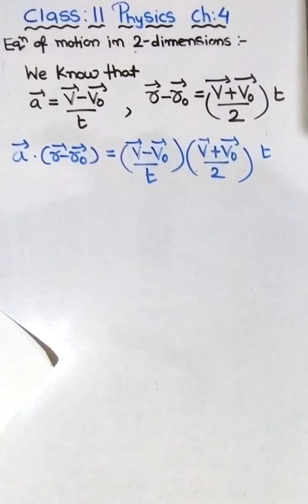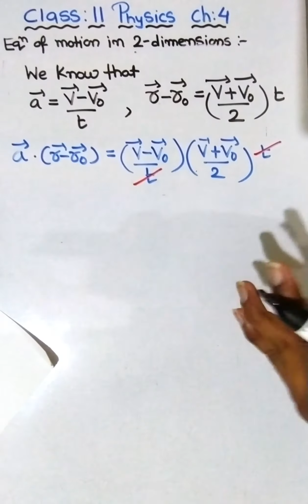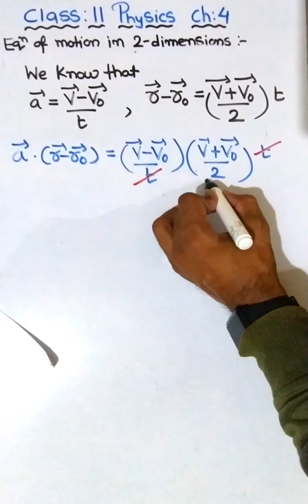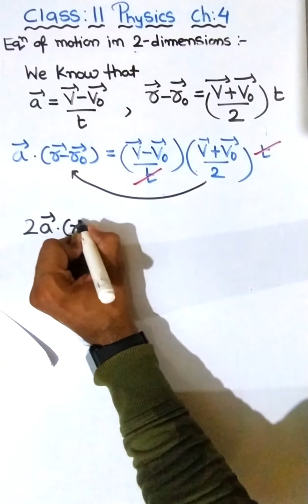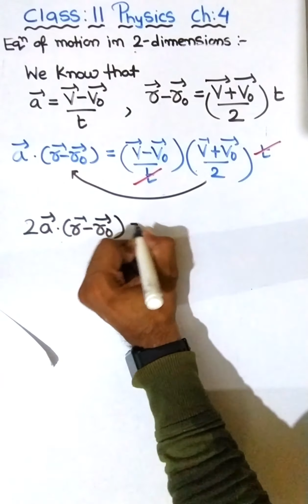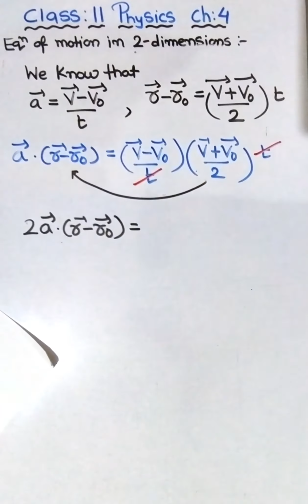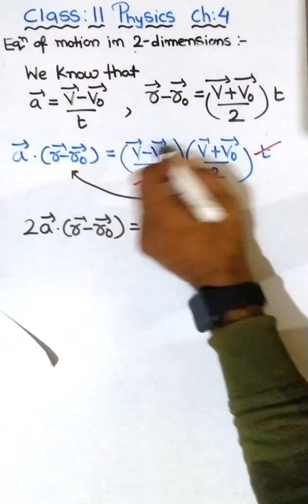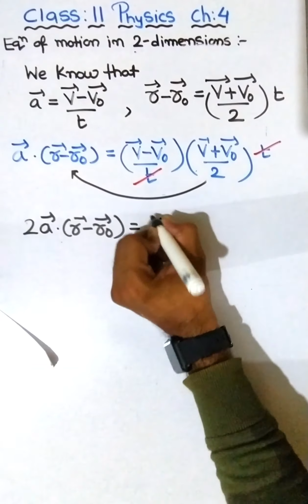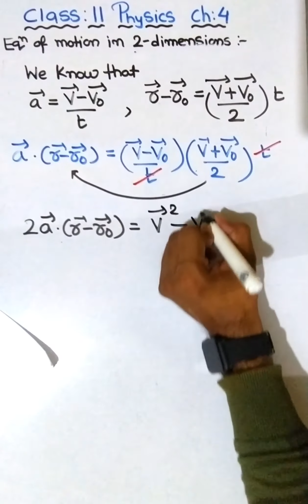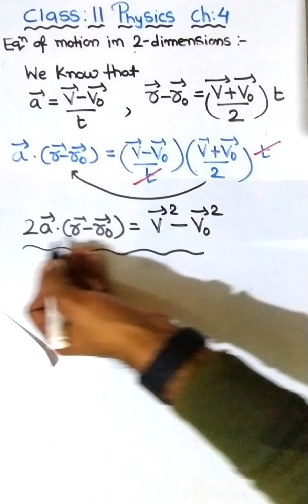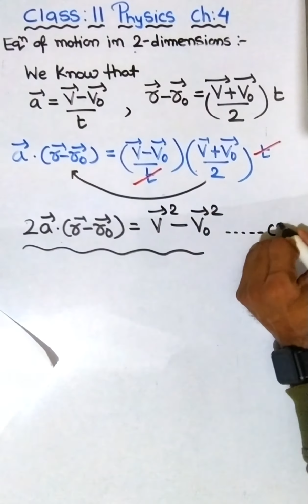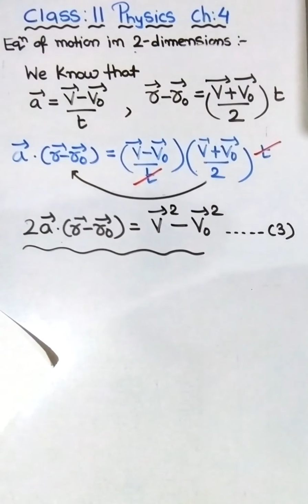So what will happen over here? We can cancel this t and t. So now the final form of this equation will be, if you take this 2 on this side, it will become 2 into a vector into (r minus r0), and applying the mathematical identity, that is (v minus v0)(v plus v0), that is (a minus b)(a plus b), that becomes a square minus b square. So this will be our third equation. This just looks like 2as equals v square minus v0 square. So this will be our third and the last equation.